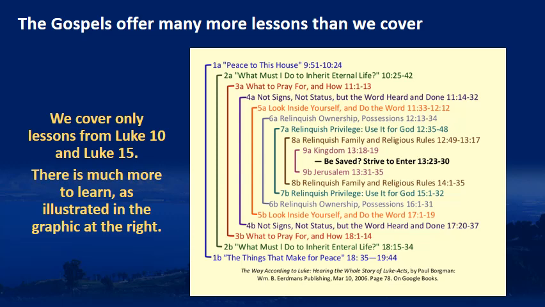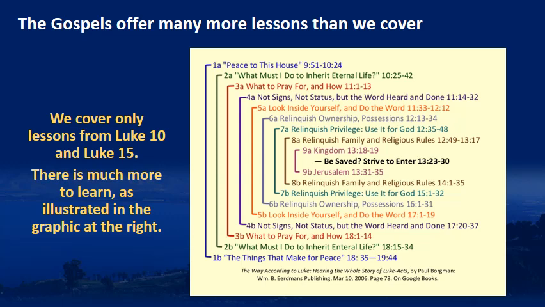In his book, The Way According to Luke, Paul Borgman has included this fascinating chart about lessons that are repeated in the beginning and the end of the Gospel of Luke. Notice, for example, that the first lesson that he presents is from chapters 9 and 10 on the theme of peace to this house, which he parallels to a passage nearer the end of the book in chapters 18 and 19 about the things that make for peace.